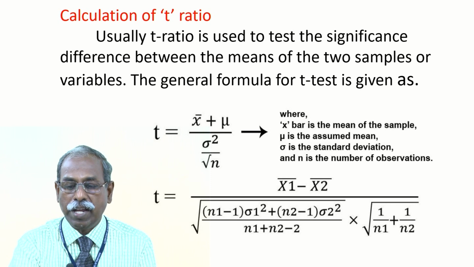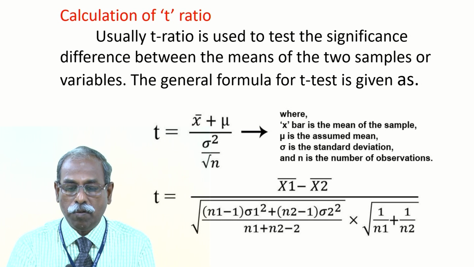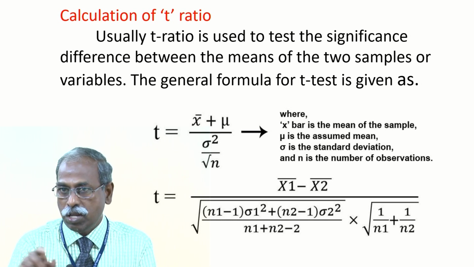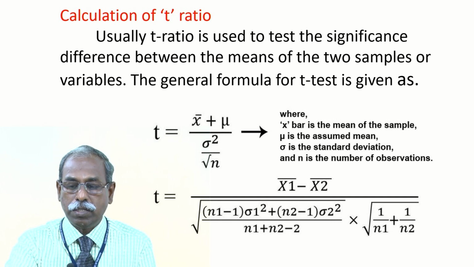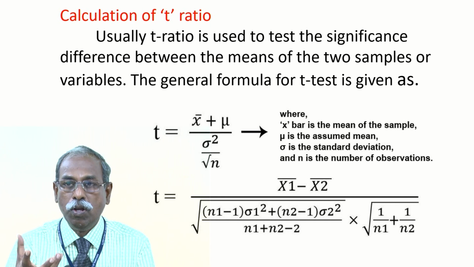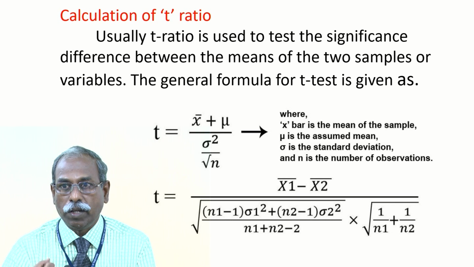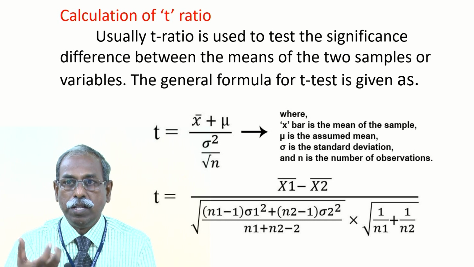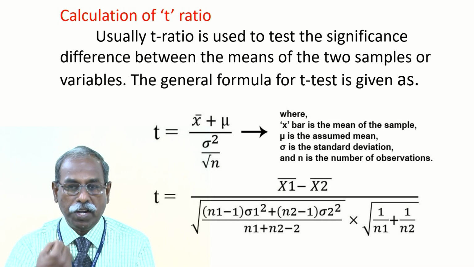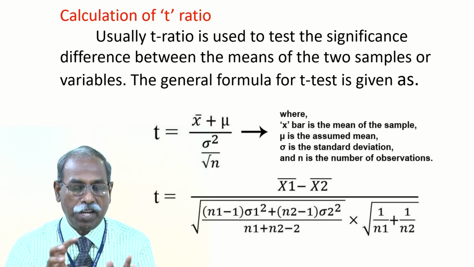There are some formulas. I give one formula here: t is equal to x bar minus mu divided by sigma square root of n. What is the abbreviation of these symbols? I mention here that x bar is the mean of the sample. Whatever sample you collect, a sample is nothing but a representative of the population. Suppose you want to find out smartphone addiction between boys and girls, or male and female, in a particular age group, or school final students, college students or university students.